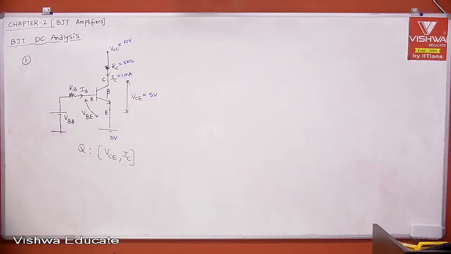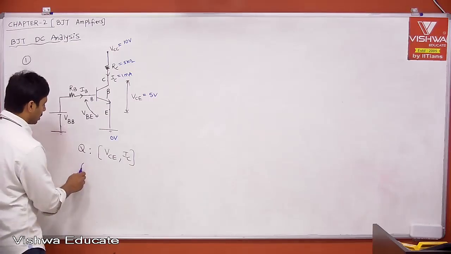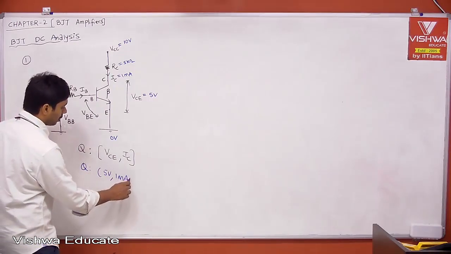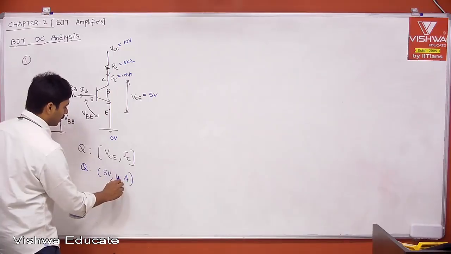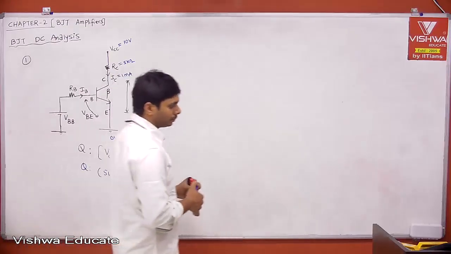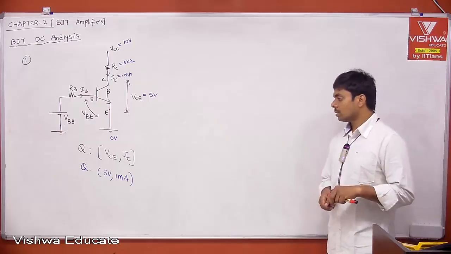Now, therefore what is your operating point? Your operating point is nothing but, in this example, your Q is nothing but what? 5 volt comma 1 milliampere. Therefore, your output voltage is 5 volt and your current is 1 milliampere. Okay? This is what your operating point.